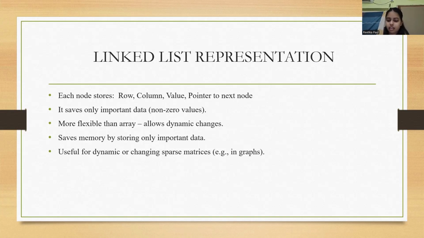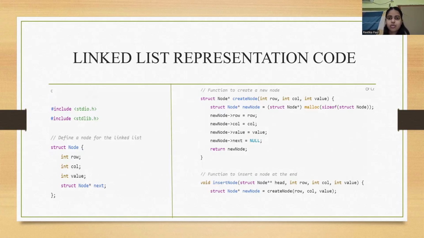So now we are going to the code part. Again, we are starting with the header file. This is our node structure. The first struct node is where we're initializing row, column, value, and a pointer to the next node in the list.